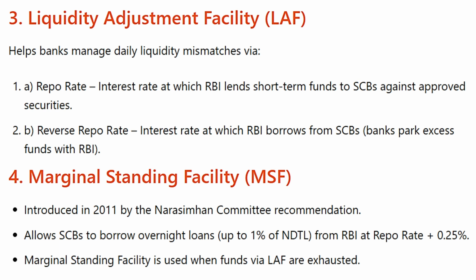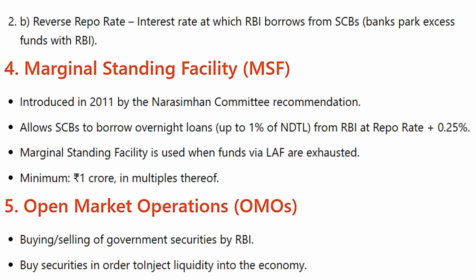Marginal Standing Facility (MSF), introduced in 2011 on the Narasimha Committee recommendation, allows SCBs to borrow overnight loans up to 1% of NDTL from RBI at repo rate plus 0.25%. Marginal Standing Facility is used when funds via Liquidity Adjustment Facility are exhausted. Minimum amount is ₹1 crore and multiples thereof.